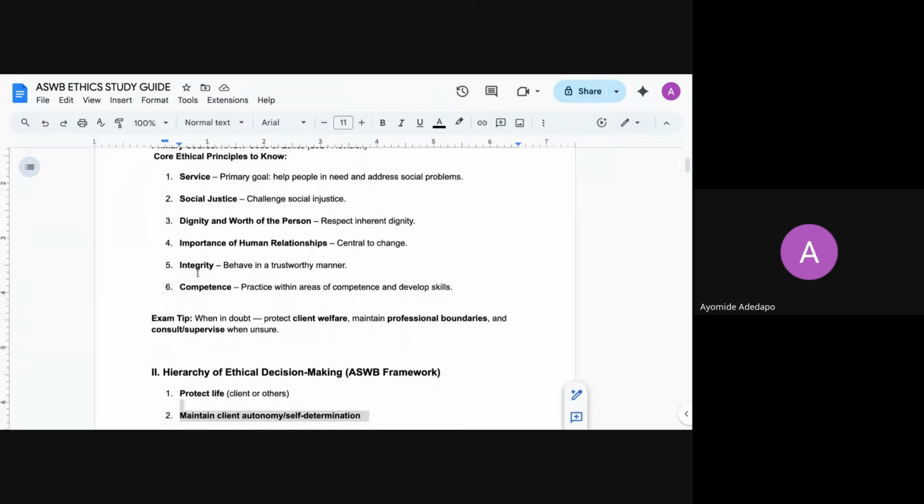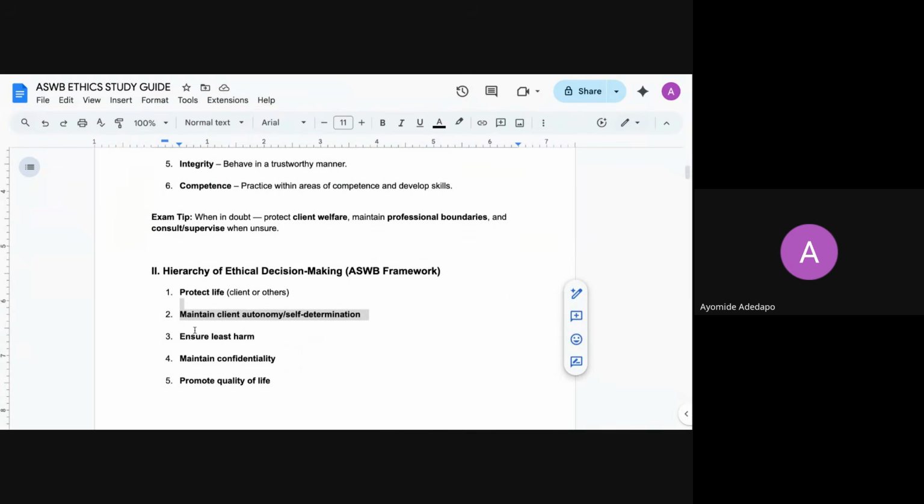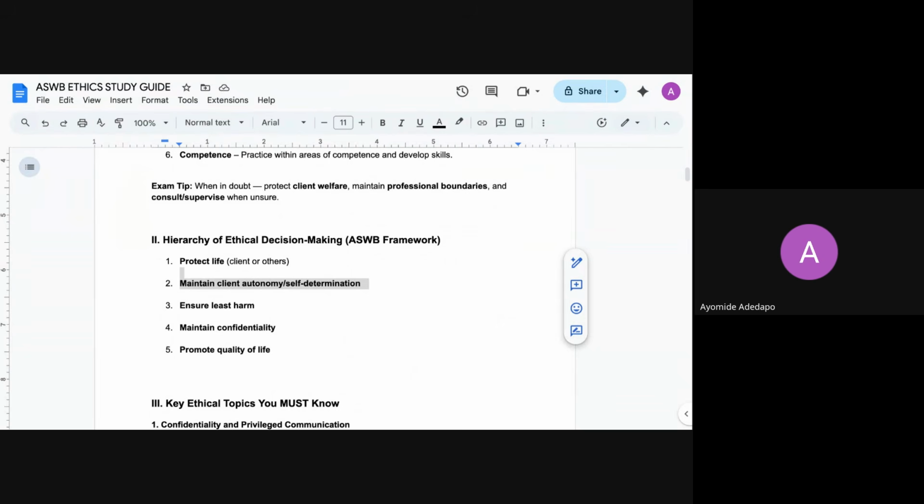So let's see. Next. When it comes to ethical decision making, it's the same as when we talk about micro questions: safety always comes first, right? We want to protect the client's life, right? Protect the client's life and others, right? Another important thing that you want to think about when it comes to ethical decision making is your client's self-autonomy and self-determination. Okay, that is so important in these questions.